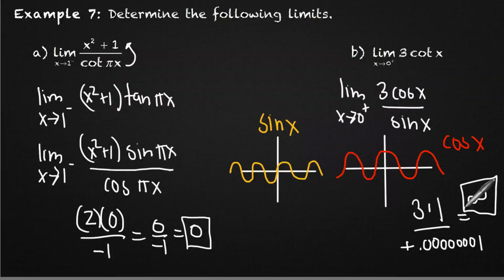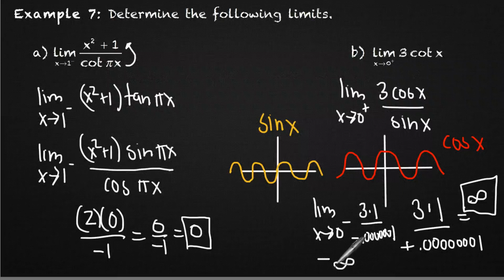Now you have to pay attention to which direction, because if I change this to a negative, watch what happens. The limit as x approaches 0 from the opposite side, the negative side. Well, from the cosine graph, it's still approaching 1. So the top is still going to be 3 times 1. But on the sine graph, if I'm approaching x equals 0 from the left side, the y value is going to be very close to 0, but slightly negative. So that's going to be a negative 0.000001, which is a positive over negative, which is going to be approaching negative infinity.